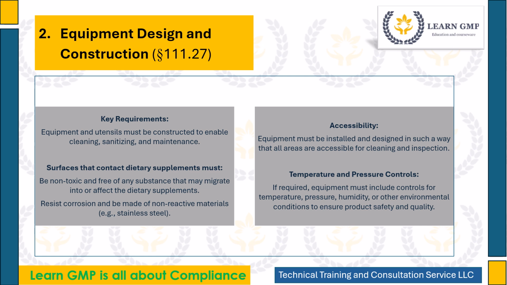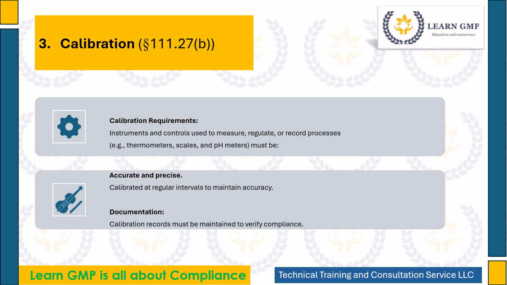Accessibility. Equipment must be installed and designed in such a way that all areas are accessible for cleaning and inspection. Temperature and pressure controls. If required, equipment must include controls for temperature, pressure, humidity, or other environmental conditions to ensure product safety and quality. Calibration, Section 111.27b.